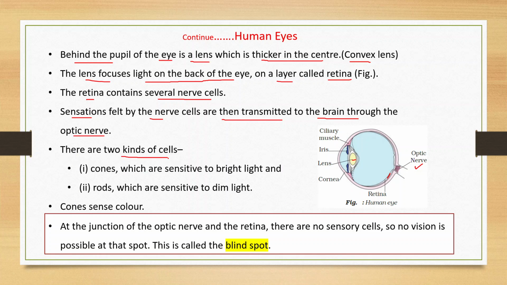There are two kinds of cells. Cones, which are sensitive to bright light, and rods, which are sensitive to dim light. Cones sense color. At the junction of the optic nerve and the retina, there are no sensory cells, so no vision is possible at that spot, and this is called blind spot. Okay, this is optic nerve and the retina. At this place on the retina, this is called blind spot. No vision is possible.